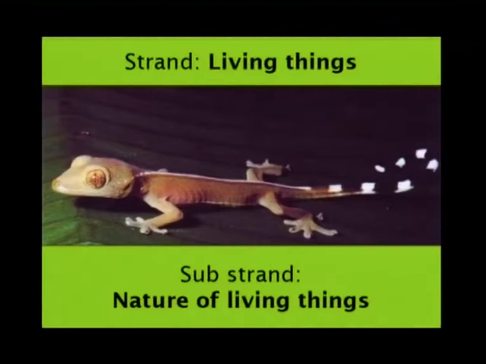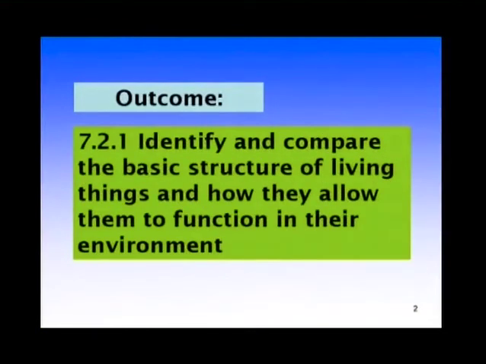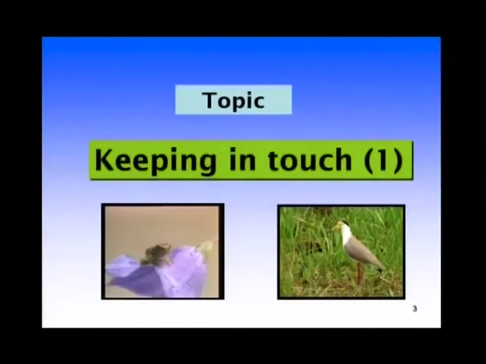Receiving teachers and students, this is a new strand. Our new strand is living things. Substrand, nature of living things. Our outcome is 7.2.1: identifying and comparing the basic structure of living things and how they allow them to function in the environment. Our lesson topic for today is keeping in touch 1.